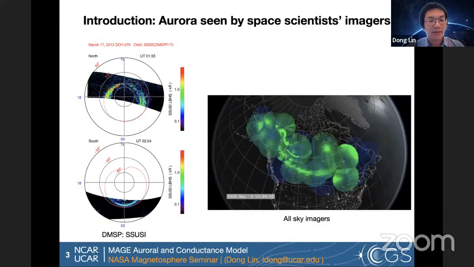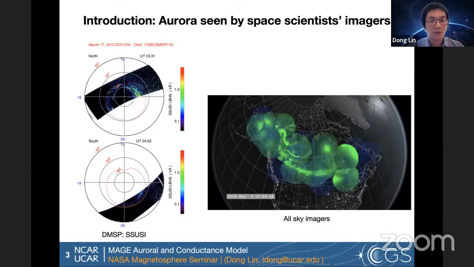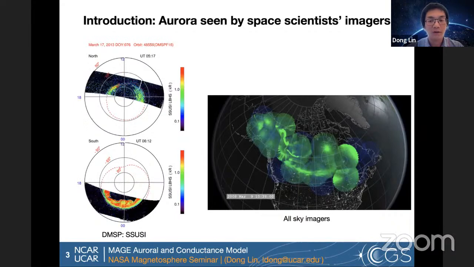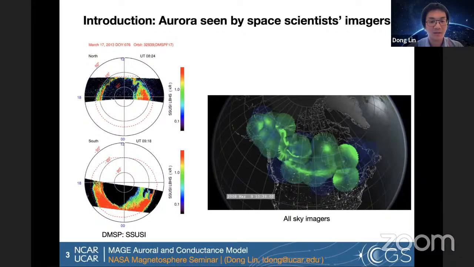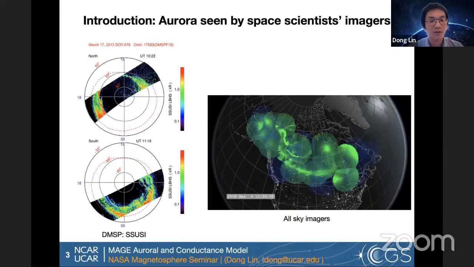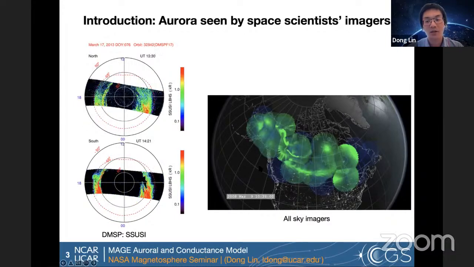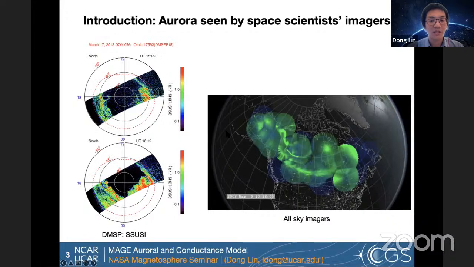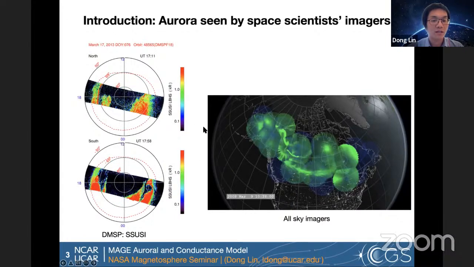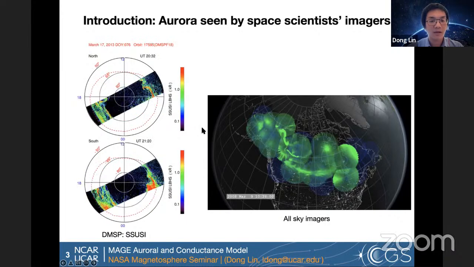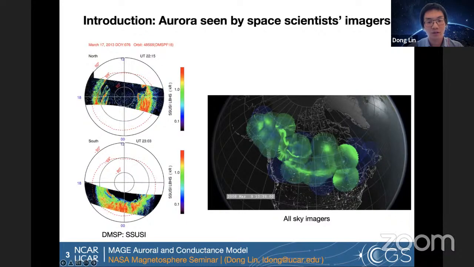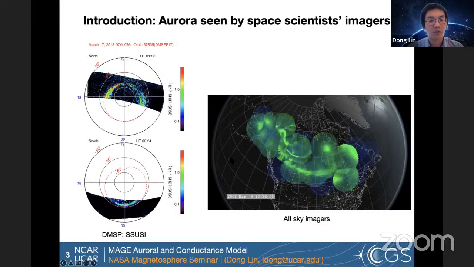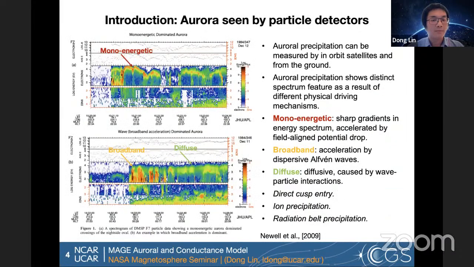As space scientists, we can make use of more advanced cameras, basically images here that are on board either a satellite or on the ground. From this image data, you can see that auroral activity is actually very dynamic and featured by different structures, and also spans a broad range of spatial and temporal scales. As space physicists, we want to learn more than just the optical signatures.